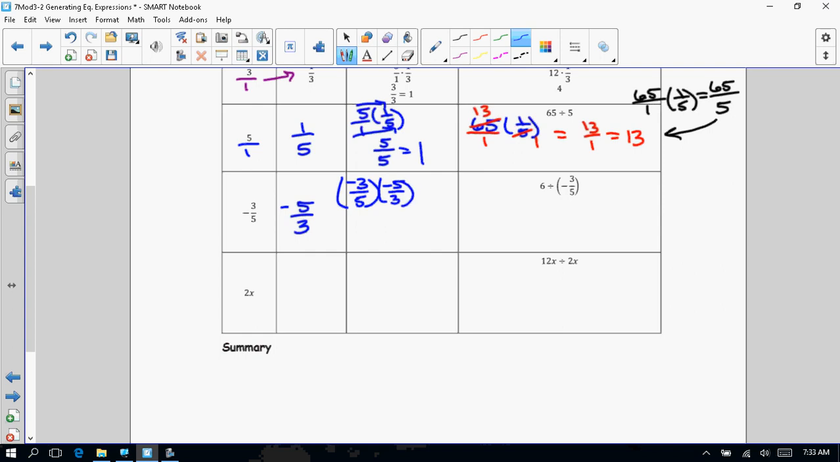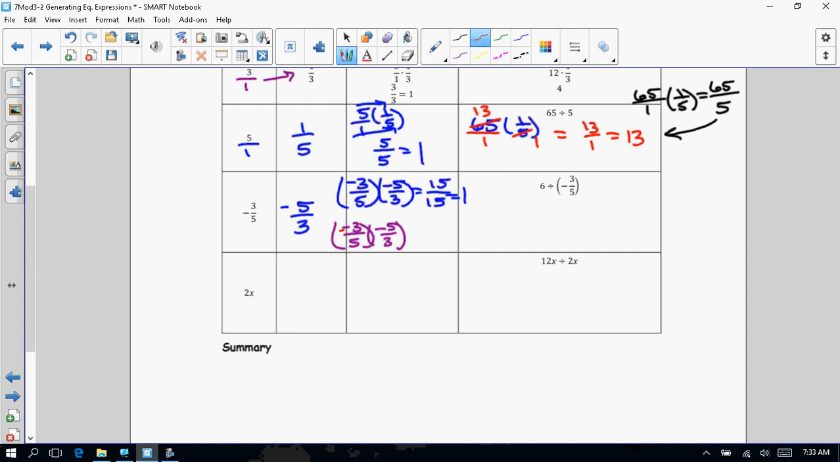I am going to multiply straight across. -3 times -5 is +15. +5 times +3 is also +15. 15 divided by 15 is 1. Yes, it works. For those of you who want to cross-reduce, okay, -3/5 and -5/3, right?